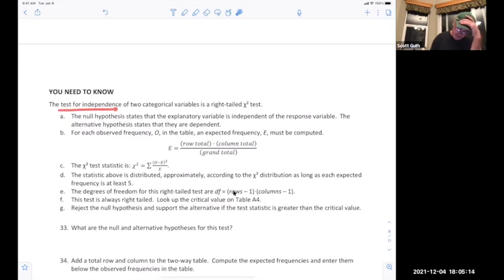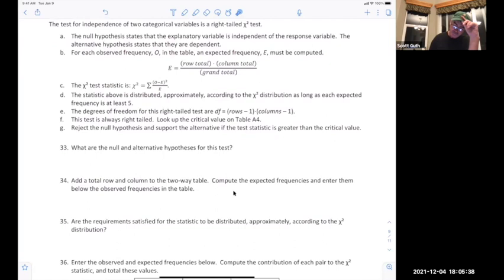Okay, so this is a test for independence with a chi-square test. It's right-tailed every time. The null hypothesis says the two variables are independent, and the alternative says they are dependent. First, for each observed frequency in the table, the expected frequency has to be computed, and the chi-square statistic is this one. The requirement for the test is that each expected frequency has to be at least 5. And the degrees of freedom here are rows minus 1 times columns minus 1. And again, it's always a right-tailed test. We get our critical value from table A4. You reject the null hypothesis and support the alternative if the test statistic is greater than the critical value.